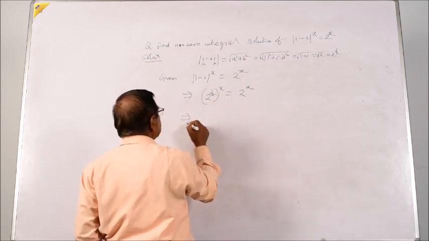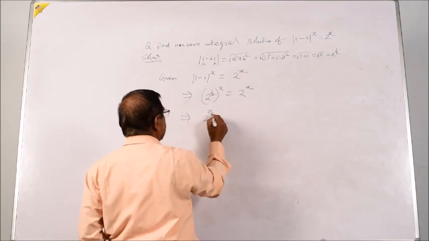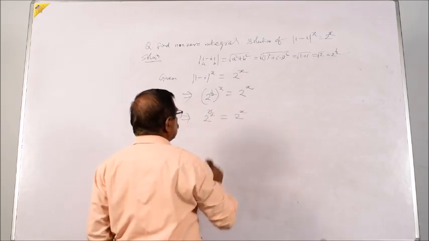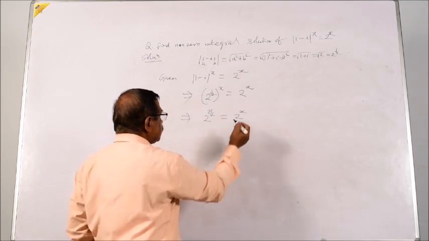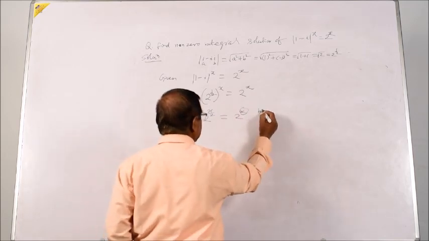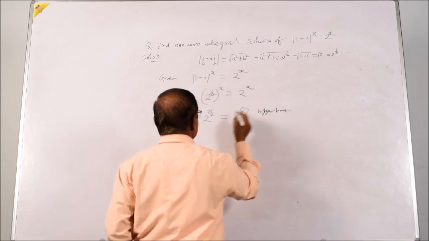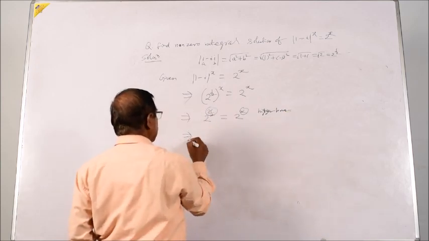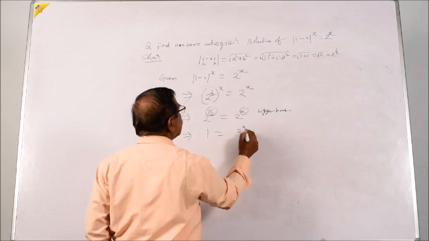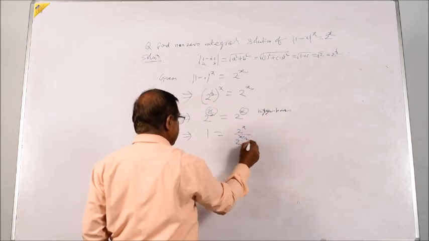This is a very important question, please. 2 to the power x by 2 is equal to 2 to the power x. This power is bigger power, this power is smaller power. So, 1 is equal to 2 to the power x by 2 to the power x by 2.